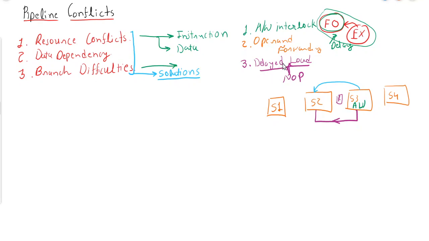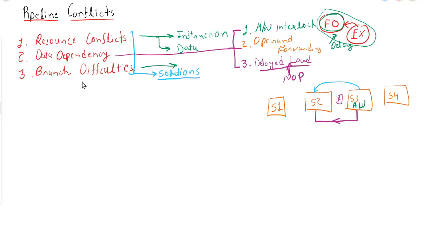Compiler will automatically put no operation. Whenever this NOP is in the pipeline, nothing will be done, it will simply add delay. During that delay the result will be available and then it will be used. So this is how data dependency will be resolved. There are three solutions: hardware interlock, operand forwarding, and delay load.